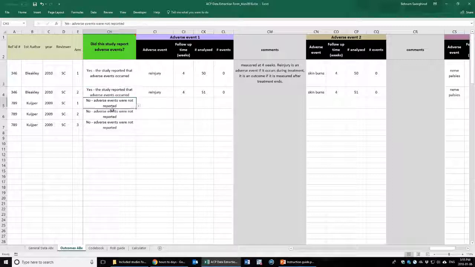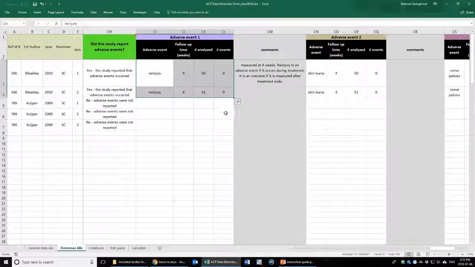For adverse events, we are only interested in binary outcomes, as in the outcome occurred or it didn't. We have seen studies where adverse events are reported on some kind of scale or as a continuous outcome. If that's the case, don't report it. Adverse events are otherwise reported in the exact same way as binary outcomes, which we have already covered.